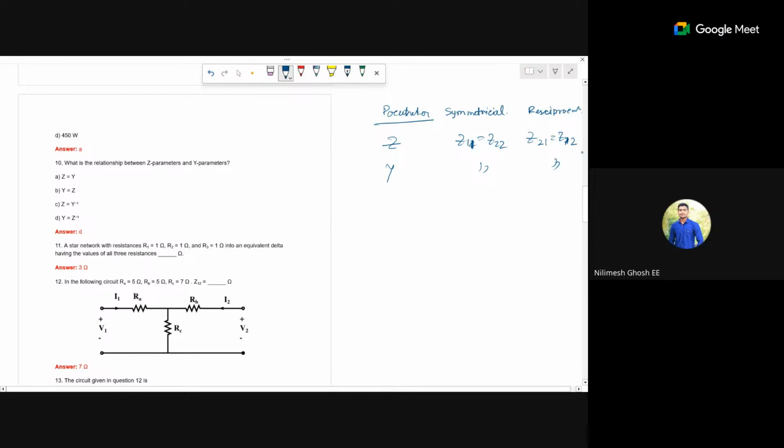There are also T parameters and H parameters. For T parameters, the symmetric condition will be A equal to D. You don't need this part; these two are more than enough for you. So here, Y11 is equal to Y22 and Y21 is equal to Y12.